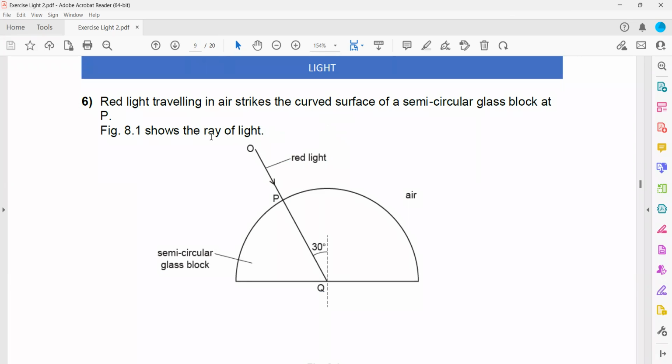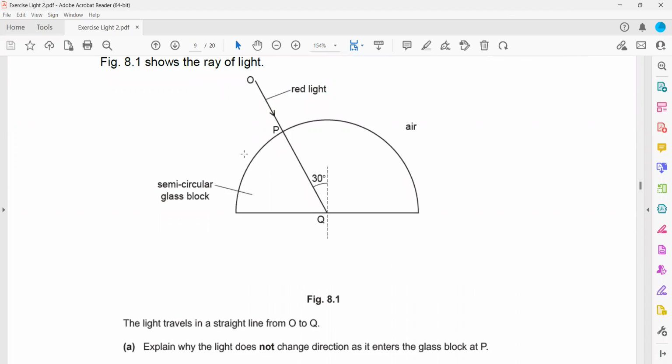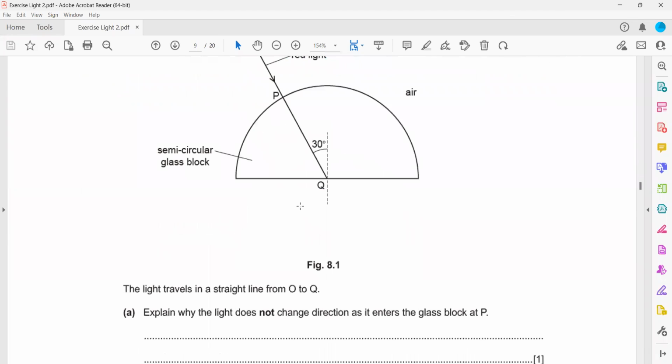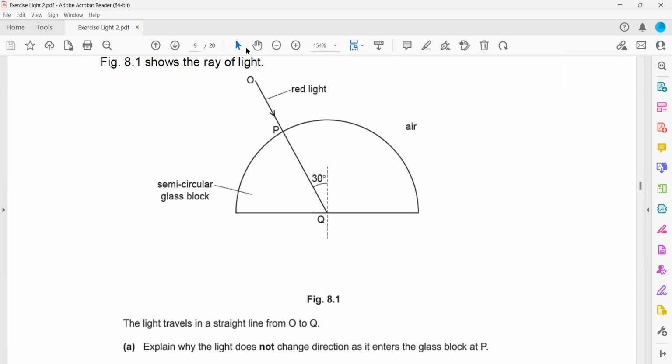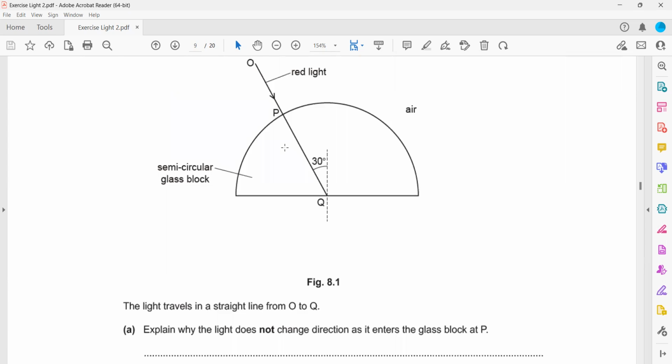A red light traveling in air strikes a curved surface, a semicircular glass block. Figure 8.1 shows a ray of light. Explain why the light travels in a straight line from O to Q. It does not change the direction. Why does it not change the direction? Because it passes along the normal.